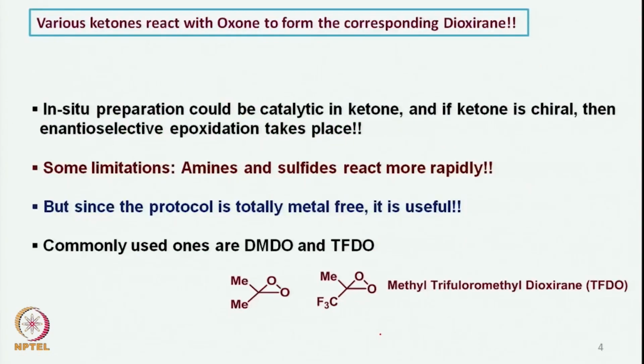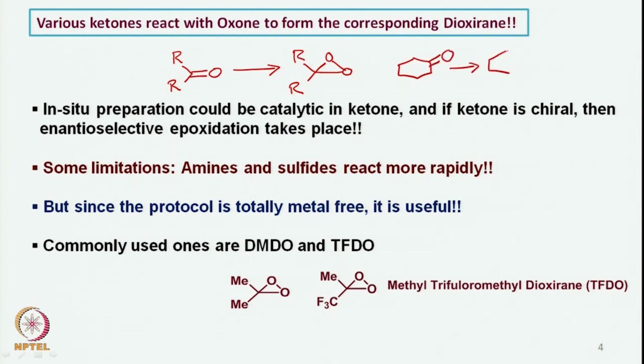So, various ketones of different kind have been found to react with this oxone to form the corresponding dioxirane. So that means we can write a general way of representing that we have an acyclic ketone that can form the corresponding dioxirane. So irrespective of what R groups are, you can have the corresponding dioxirane. In a similar fashion, you can also have a corresponding cyclic ketone that can give the dioxirane of this type.